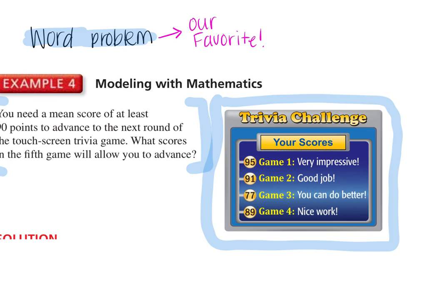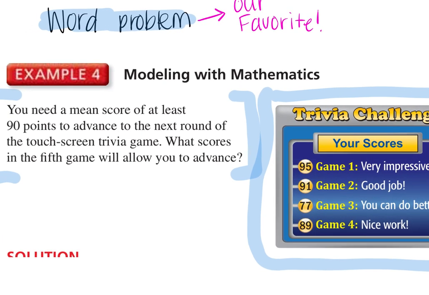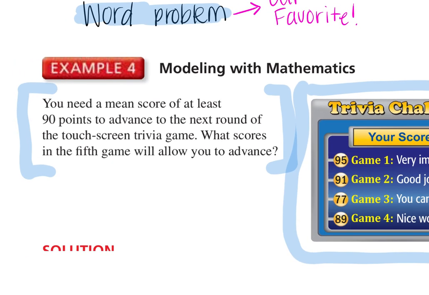Let's take a look at that statement, and I want you guys to tell me what are important things that are mentioned in that statement. JJ, give me one of them. You need at least 90 points to advance to the next round. Very good. At least 90 points to advance to the next round. So we already know that this is going to be an inequality. So let's write 90.